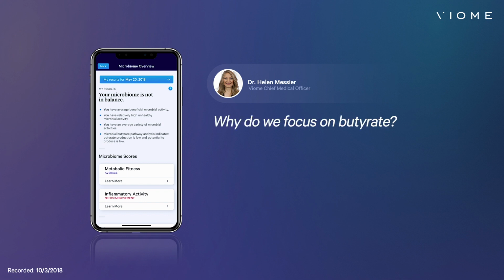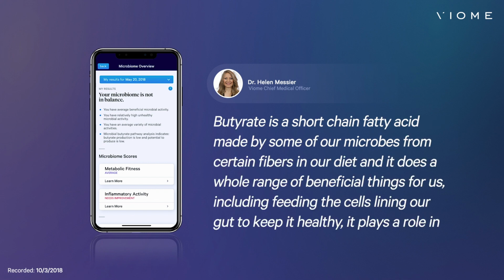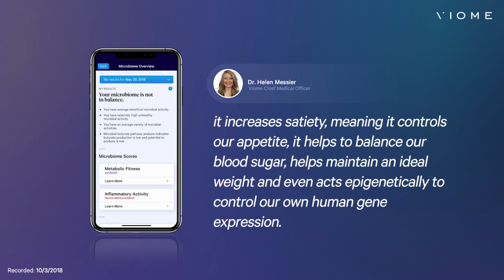So why do we focus on butyrate? Because it's one of the most important things made by our microbes. Butyrate is a short-chain fatty acid made by some of our microbes from certain fibers in our diet, and it does a whole range of beneficial things for us, including feeding the cells lining our gut to keep it healthy. It plays a role in preventing cancer and leaky gut. It is an anti-inflammatory. It increases satiety, meaning it controls our appetite. It helps to balance our blood sugar, helps maintain an ideal weight, and even acts epigenetically to control our own human gene expression.